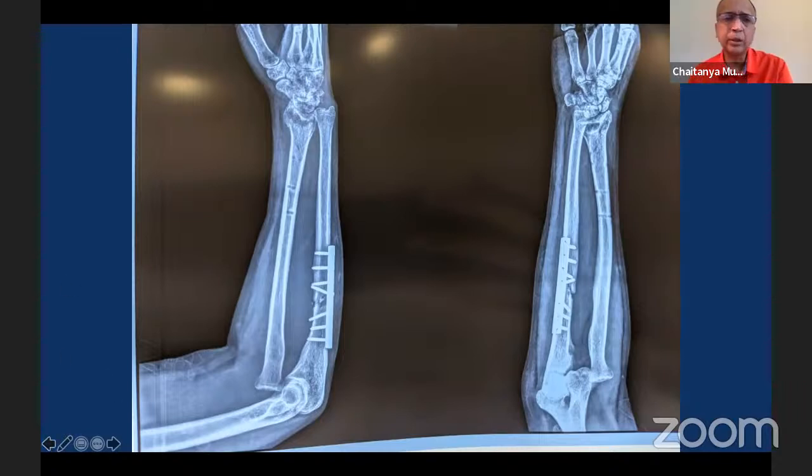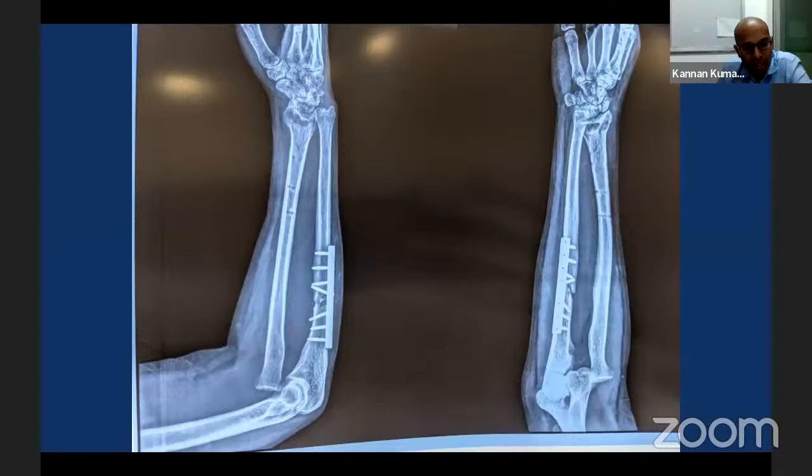Was the radial head dislocated before the index procedure? It was missed. This was done somewhere else. So the radial head dislocation was missed. And so we saw him 3 months down the line with a PIN palsy and the radial head. This is the picture we got. We saw him 3 months down the line with this kind of a picture.